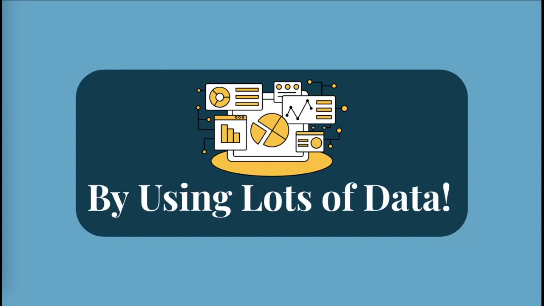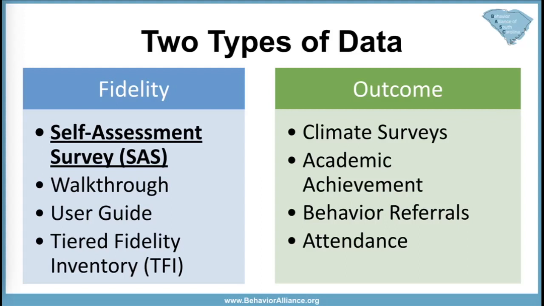And there's 2 types of data. We have fidelity and outcome. To determine the type of data that's the best fit for building the multi-tiered system of support for behavior, we're going to look at what we're measuring. With these 2 types of data that we use to evaluate our progress in PBIS, we have fidelity data, which helps us measure whether we did what we planned to do. And then outcome data helps us to determine whether our plan was successful.